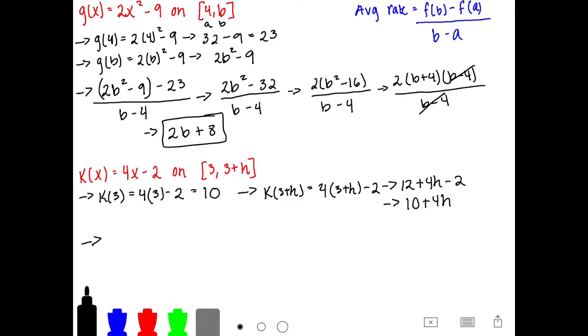Now, we plug it in to our average rate of change formula. So you have 10 plus 4h minus 10 all over 3 plus h minus 3. And so now we can just simplify it. Get rid of the 10s, get rid of the 3. And we have 4h over h. Cancel out the h's, and you're left with 4.